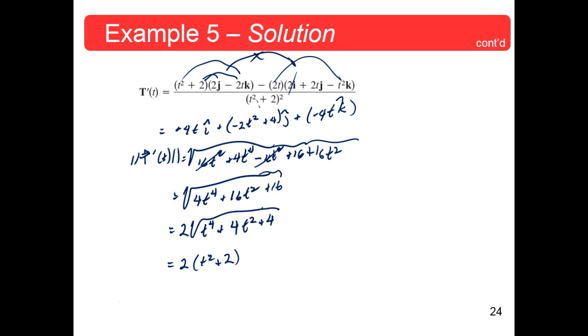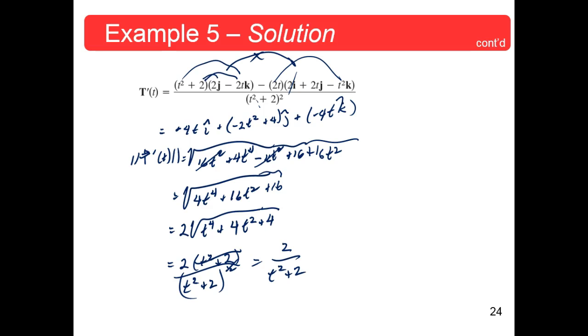Now, two over, okay, sorry about this. All right, that was all your numerator. All this is over your denominator, which is t squared plus 2 squared. So one of these goes out and leaves you just 2 over t squared plus 2. All right, that's done now.